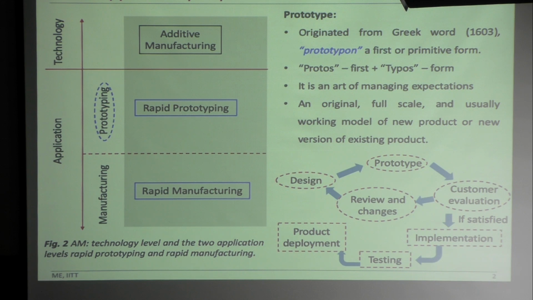CNC machining and injection molding are relatively expensive in the long run when compared to AM. So nowadays AM is a widely used manufacturing process for preparing the prototype. That's the reason why we concentrate more on additive manufacturing technology and its application, and rapid prototyping is one of the important applications of additive manufacturing.